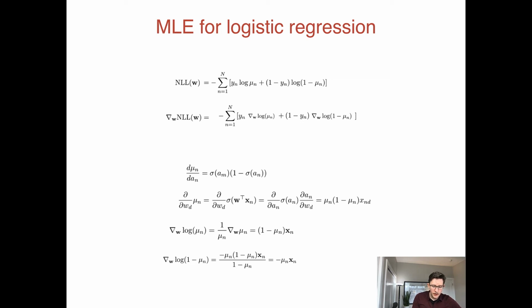The derivative of log of x with respect to x is 1 over x. So applying the chain rule here, we get the derivative of log of mu is 1 over mu times the derivative of mu, which we did here. So the mu n here cancels with the mu n here. So we get the derivative of log of mu of n is 1 minus mu of n times xn.